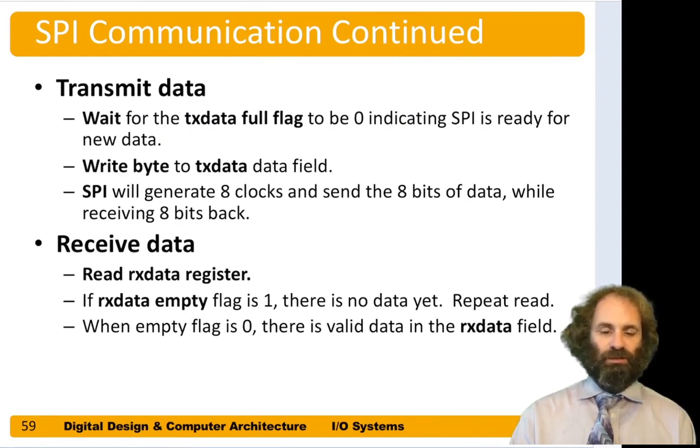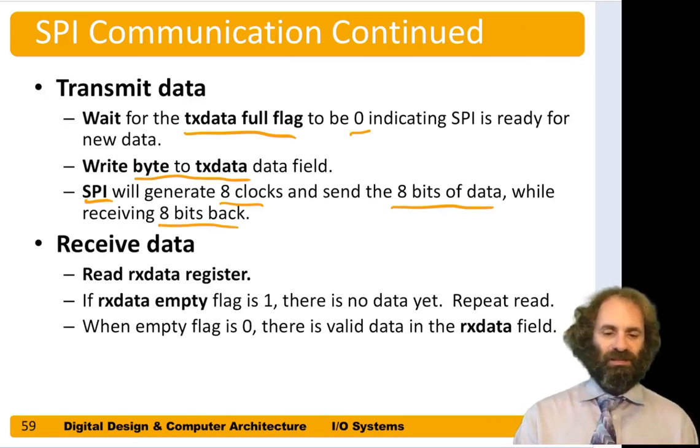Alright, so now if we want to transmit data, first we take a look at the full flag in the transmit data register to see if there's space to send new data. We have to wait for that full flag to be 0 before we can send something new on the SPI. Then we write a byte into the TX data field, and the SPI will start churning away. It will make 8 clocks and send out the 8 bits of data one at a time, and meanwhile receive 8 bits of data back from the slave.